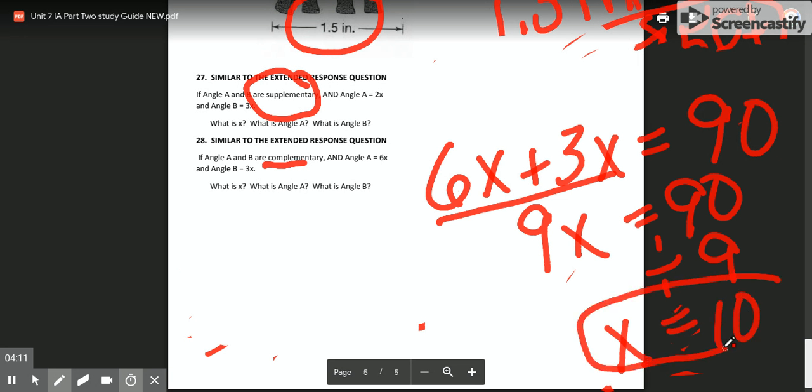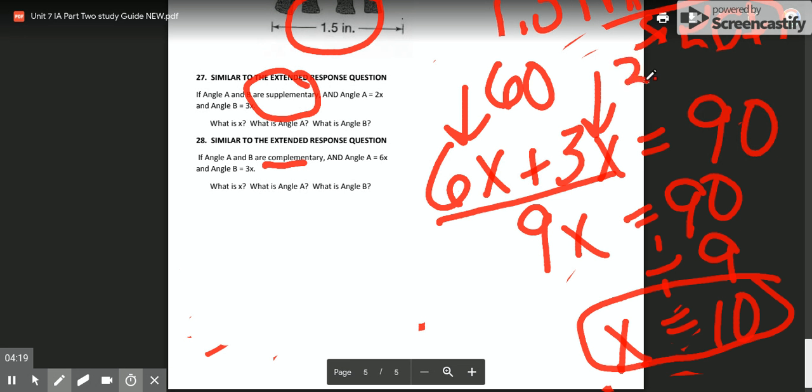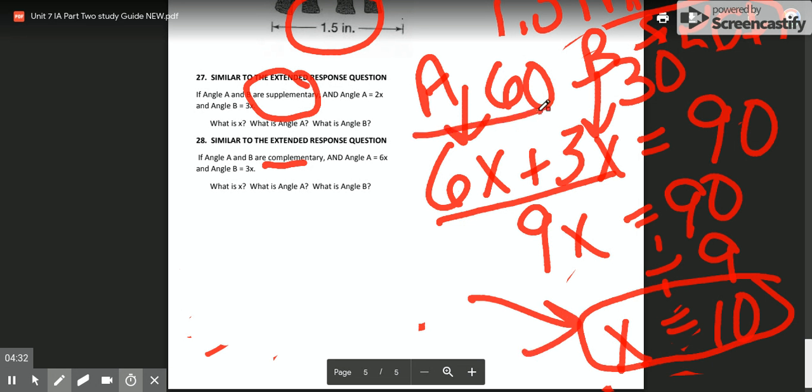And then you go back in and do the same thing that we did before. If we've got 6x, so we do 6 times 10, and we get 60. And for 3x, we do 3 times 10, and you get 30. And if you did it right, it should equal 90, and it does. And 6x, it says, was angle A, and 3x, it says, was angle B. So you got all three answers. X is 10, A is 60, and B is 30.